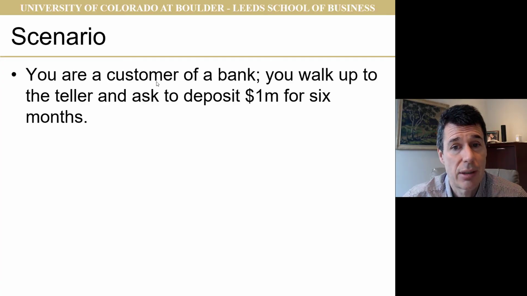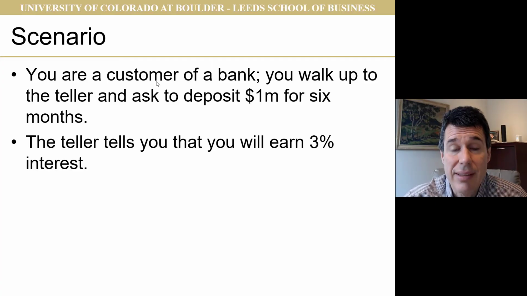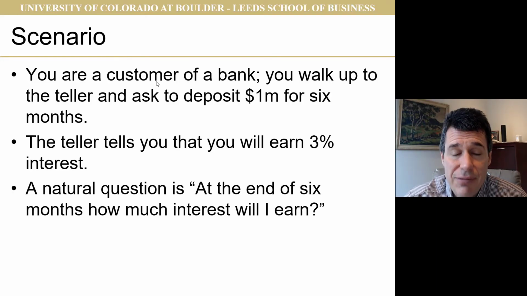You walk up to the teller, you ask to deposit $1 million for 6 months. So well done, you've got $1 million to deposit. Not so well done, what are you doing depositing $1 million in your bank? But whatever. You've got $1 million to deposit for 6 months. The teller tells you, hey, you're going to earn 3% interest. A very natural question would be, at the end of 6 months, how much interest will I earn? How much money in dollars and cents do I receive? Right? That's a very reasonable question for you. If you're depositing $1 million, you want the answer.